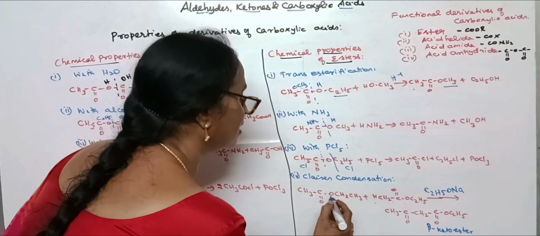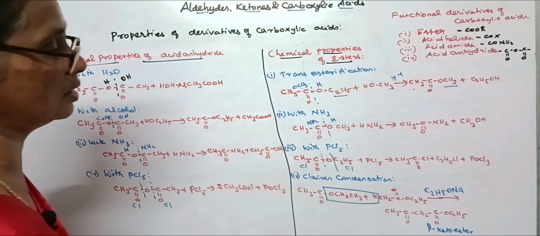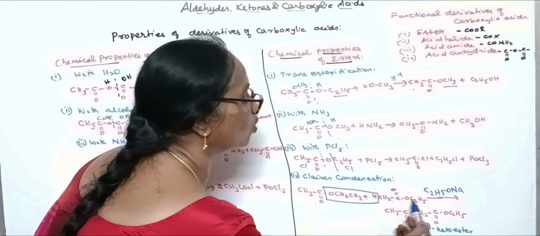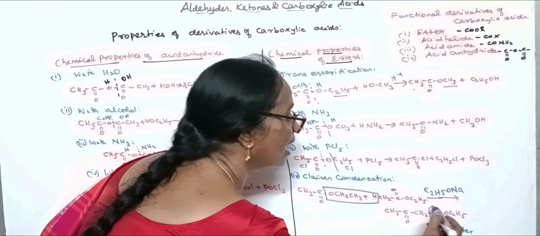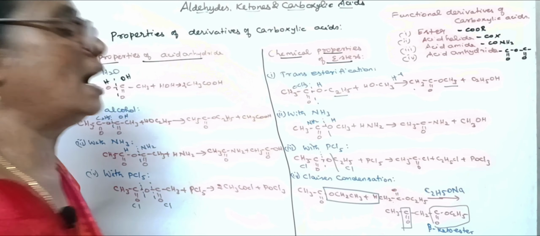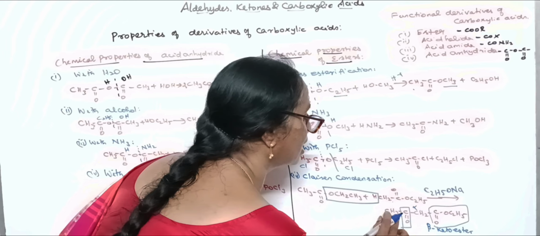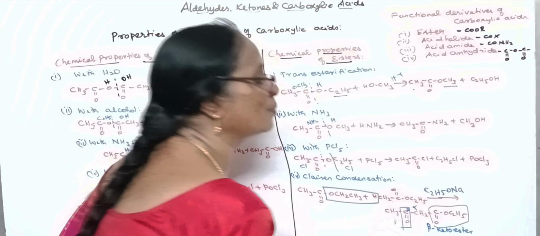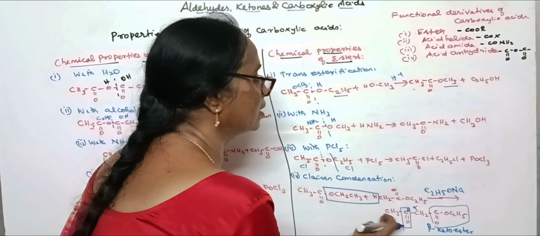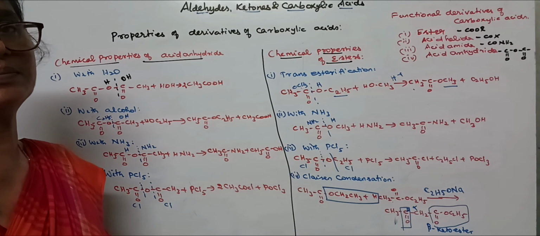So what I may get: CH3CH2OH will be removed as alcohol. So I can have CH3CO, CH2COO, C2H5. See here, I have the ester part as well as a keto part. This keto is the functional group, this is the alpha carbon, and this is the beta carbon. So the ketonic carbon becomes the beta carbon. That's why the name is given beta keto ester. That's all for the chemical properties of esters.